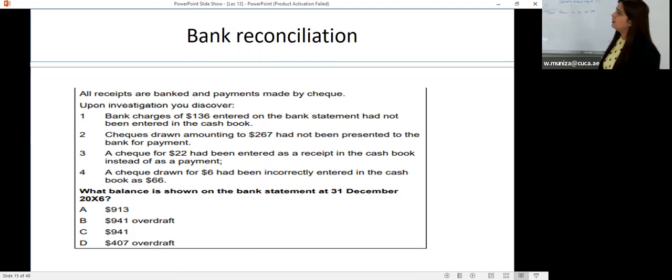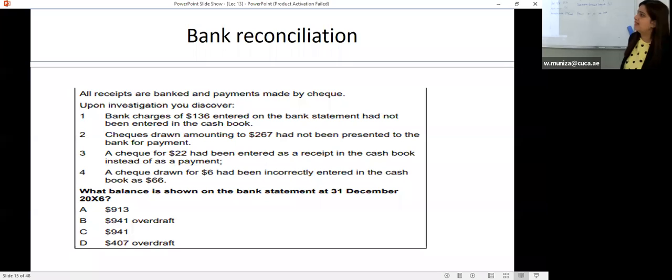Then a check drawn for 6 has been incorrectly entered in the cash book as 66. What are we going to do with that? A check drawn for 6 has been incorrectly entered in the cash book as 66.